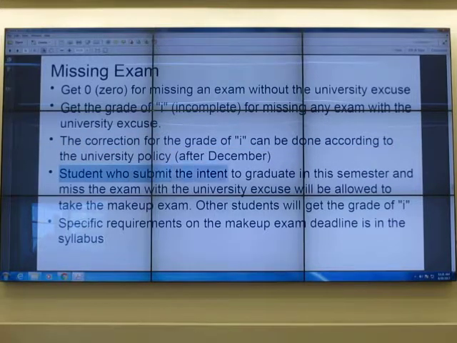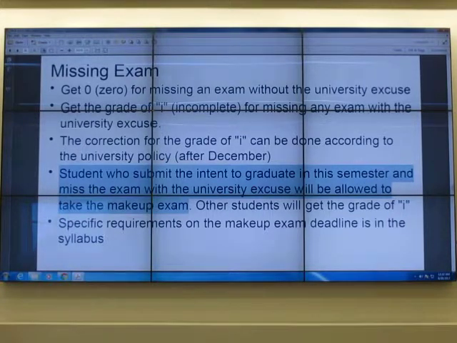Students who submit the intent to graduate in this semester and miss the exam with the university excuse will be allowed to take the makeup exam. I don't want to make the makeup exam, but if you are going to graduate this semester, and on that day you have the doctor note saying, hey, I have surgery, I was really sick, okay, I will make you the makeup exam. Otherwise, see you next year and we do the exam. If you are not graduating, I don't think it really harms you anyway.